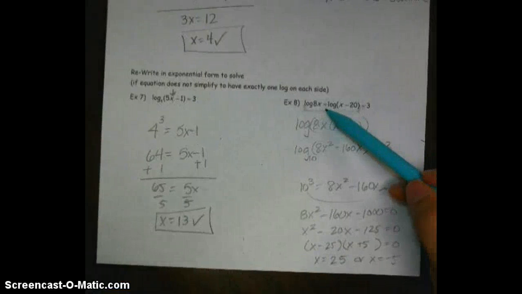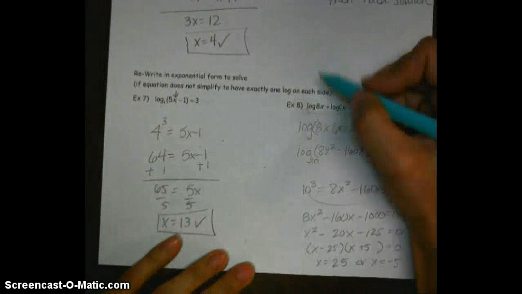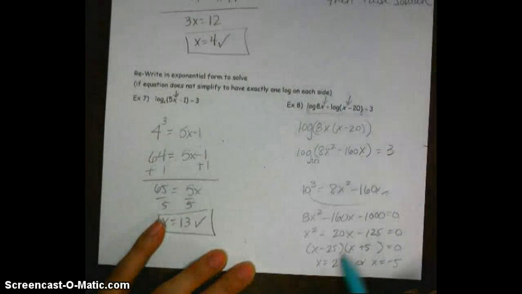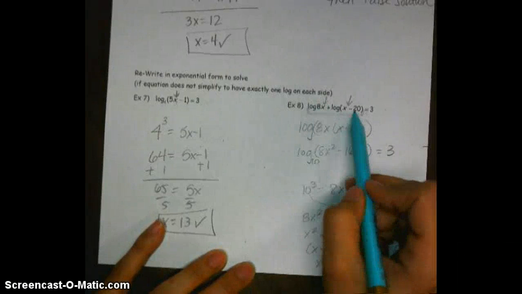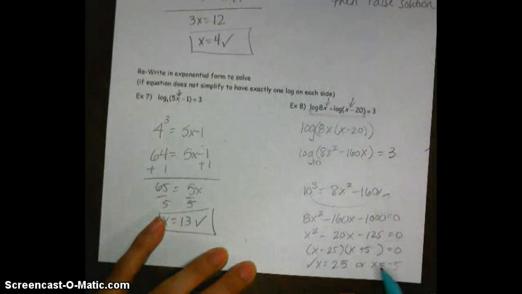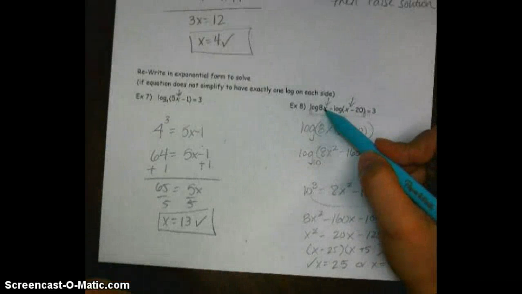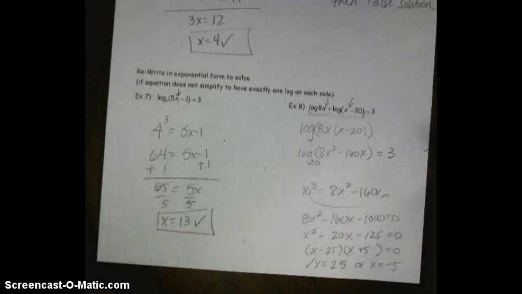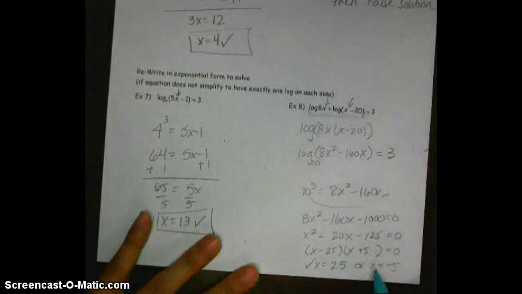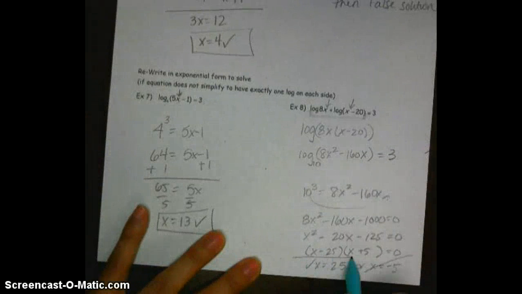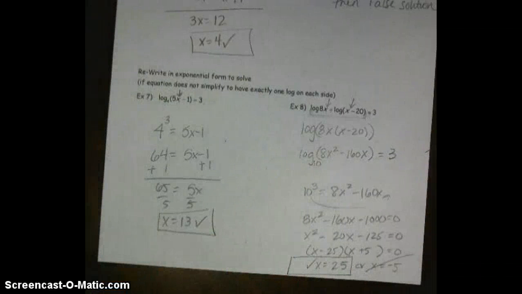Again, we have x in the argument, so we're going to have to substitute the values in to see what happens. We don't have a problem with 25 because I still end up positive on both those, so that's a good solution. But when I substitute negative 5 in, I get back a negative argument, and we cannot perform the log function on negative arguments. So that is not a valid solution, extraneous. And so I have one solution, x equals 25.